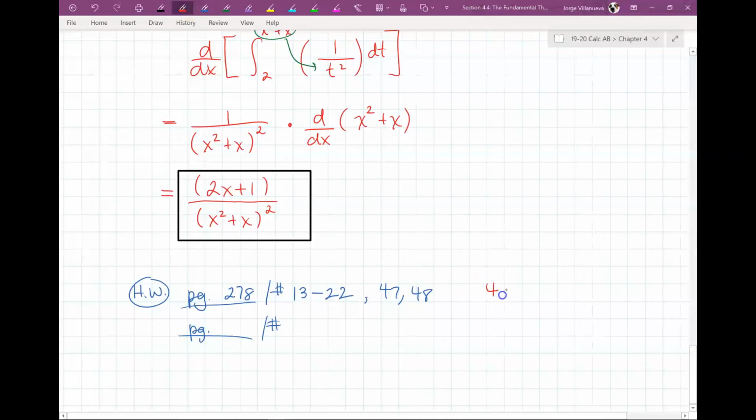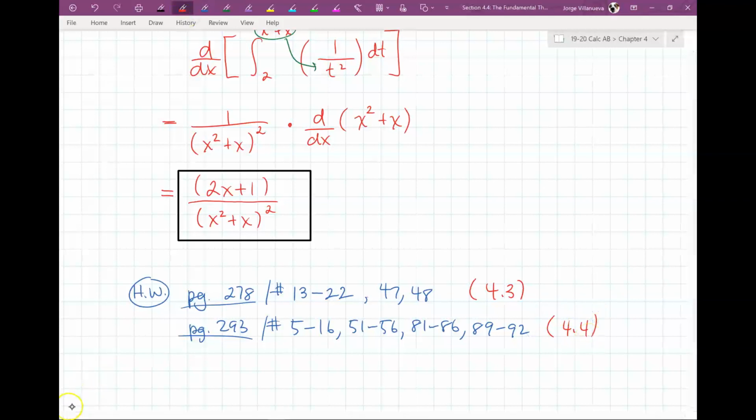This is section 4.3. And page 293. 5 through 16. 51 to 56. 81 through 86. 89 to 92. Section 4.4.